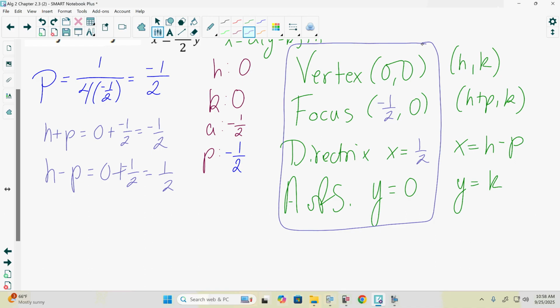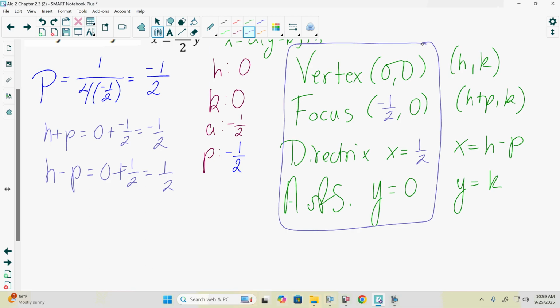If you're wondering, yes, when the vertex is at 0, 0, those two values for the focus and directrix are really just opposite signs of each other, because 0 plus a number, 0 minus a number, one's going to be positive, the other's going to be negative. And if the number's negative, it just goes the other way around. Questions on this here?